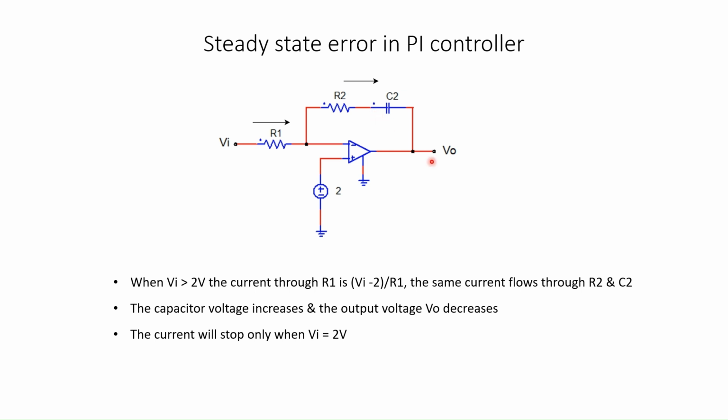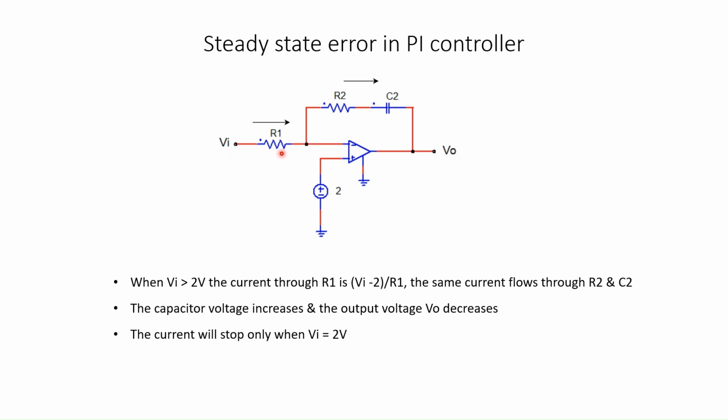The output voltage is 2 minus the resistance voltage and the capacitor voltage. So as the capacitor voltage increases, output voltage will decrease. Supposing there is a system, as VO decreases, VI also decreases. So we started with VI greater than 2 volts, the reference voltage. So the VI decreases.